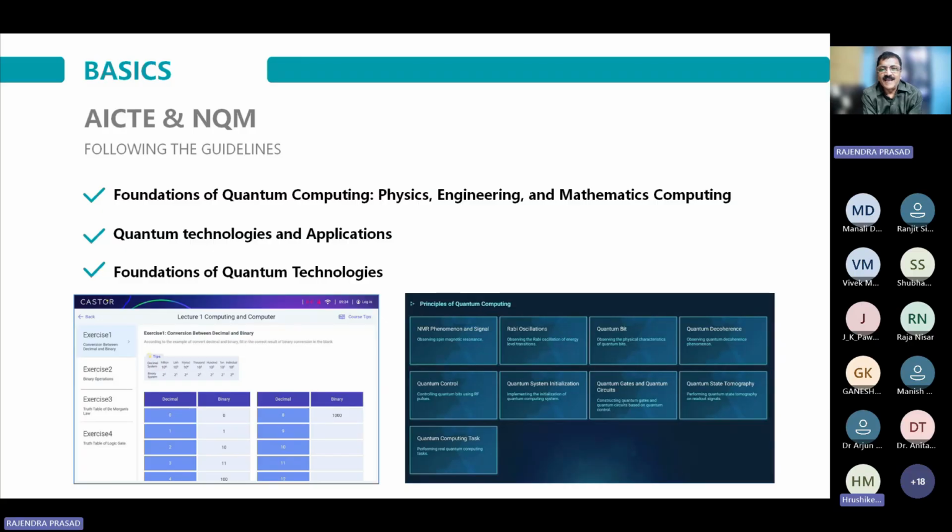Now the fundamentals of it, whether it is the NMR phenomenon or the basics of spin qubits, which is involved in quantum computation and quantum sensing. If you look at it, communication also, Rabi oscillations, etc. These fundamentals we can give in the initial stage for the student to learn.